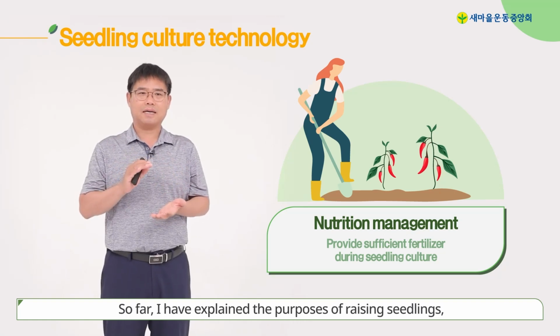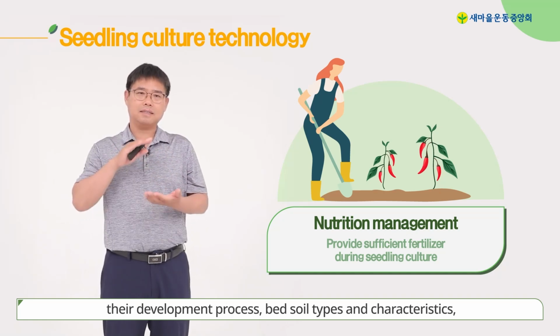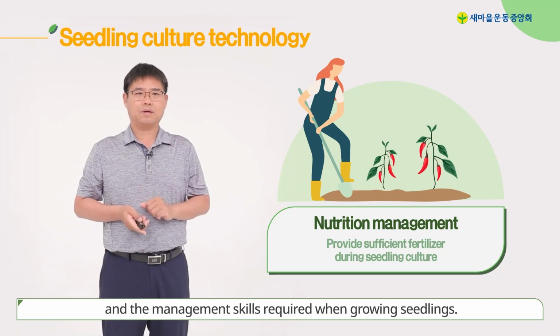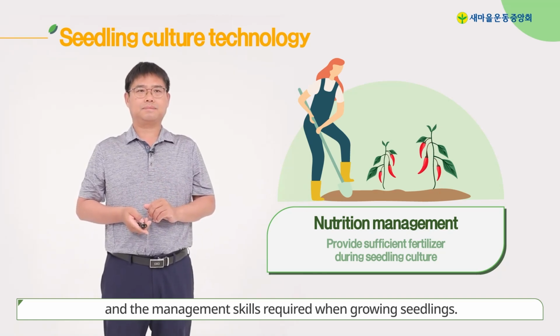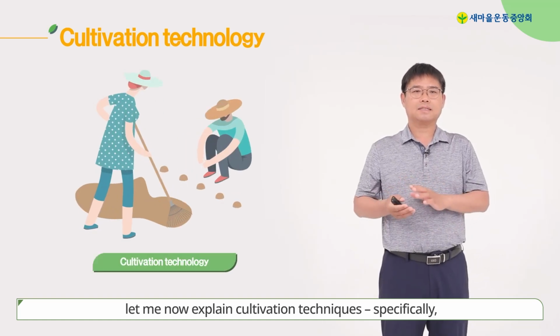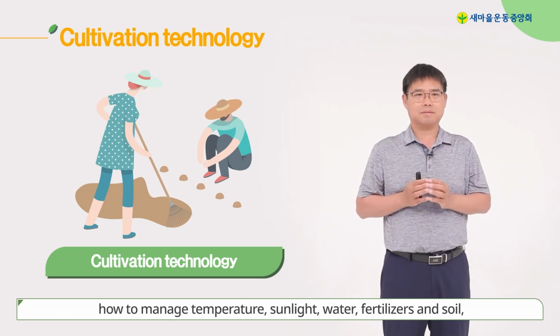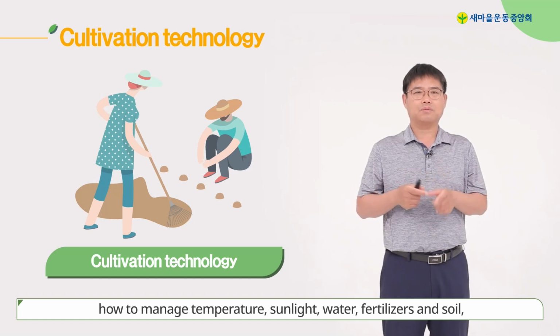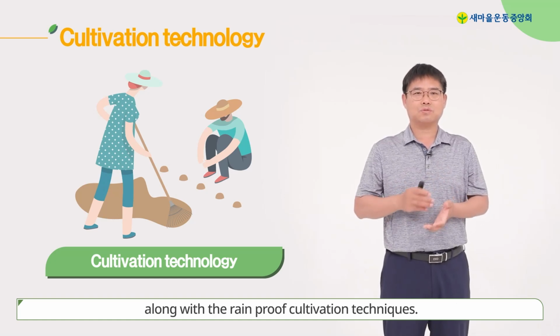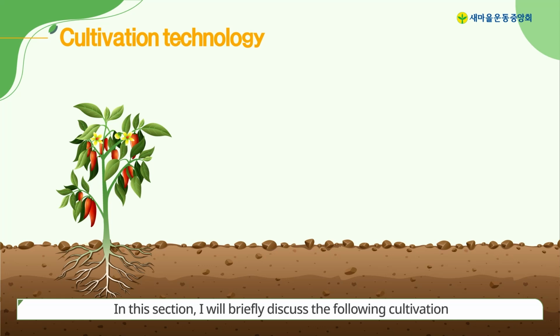So far, I have explained the purposes of raising seedlings, their development process, bed soil types and characteristics, and the management skills required when growing seedlings. Taking peppers as an example, let me now explain cultivation techniques, specifically how to manage temperature, sunlight, water, fertilizers and soil, along with the rain-proof cultivation techniques. In this section, I will briefly discuss the following cultivation management techniques, using peppers as my example.